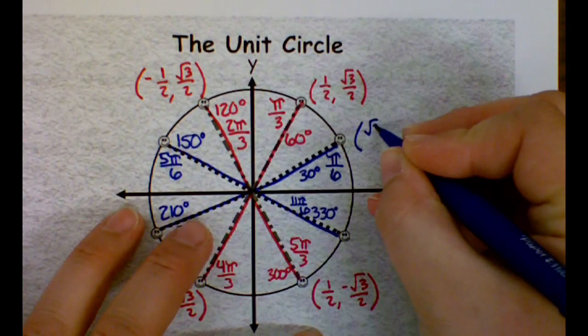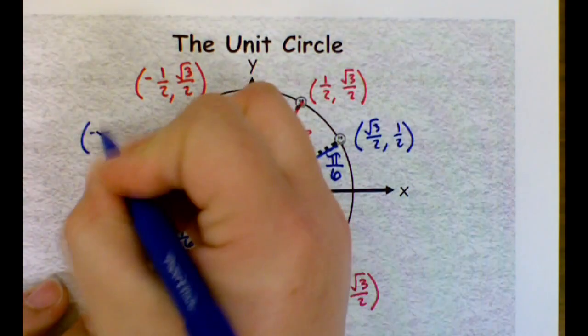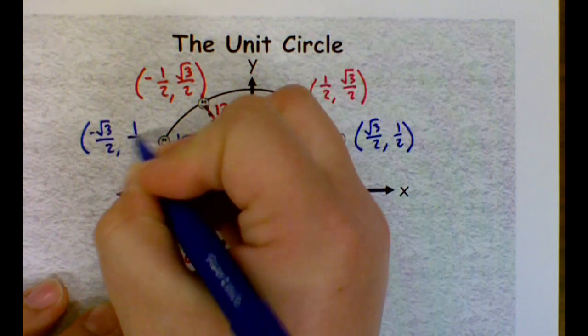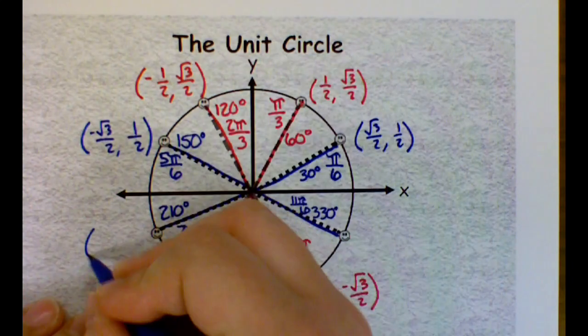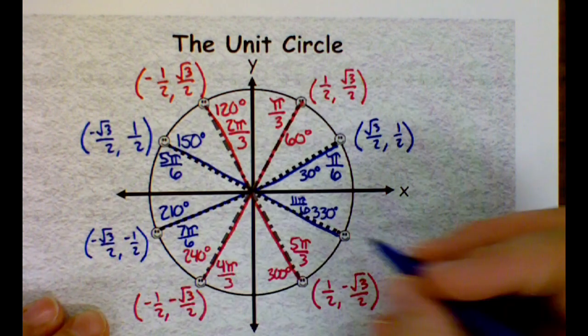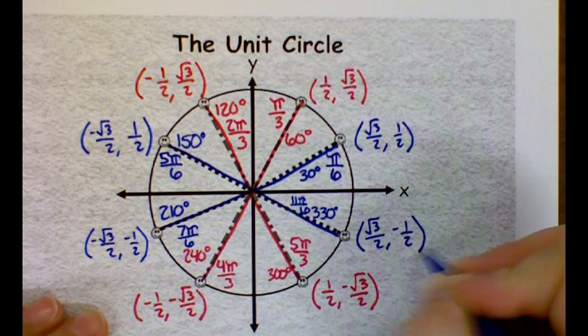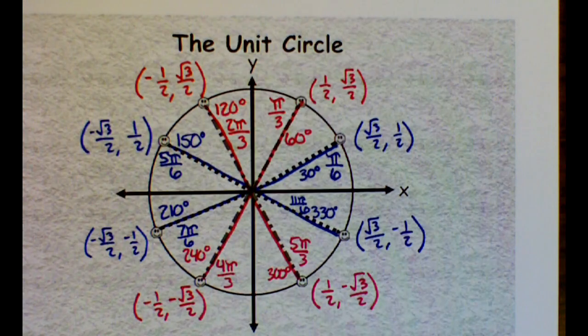Square root of 3 over 2, 1/2. Negative square root of 3 over 2, positive 1/2. Negative square root of 3 over 2, negative 1/2. Positive square root of 3 over 2, negative 1/2. And now we have built the entire unit circle.